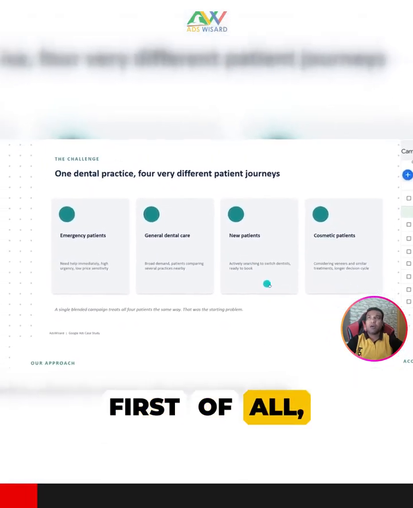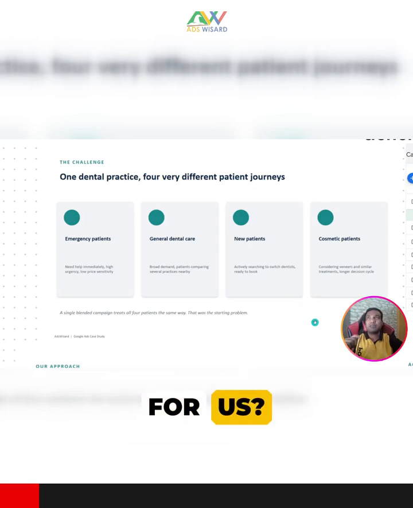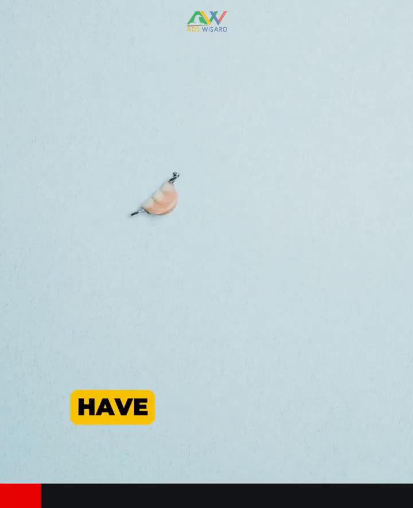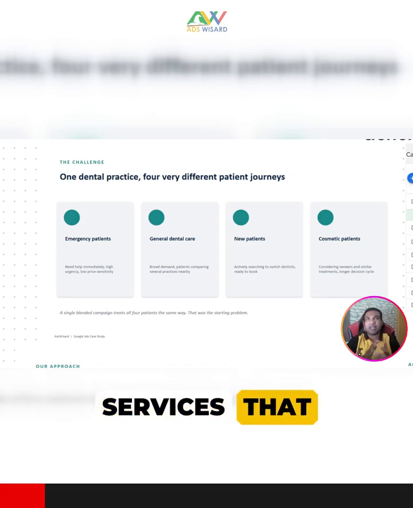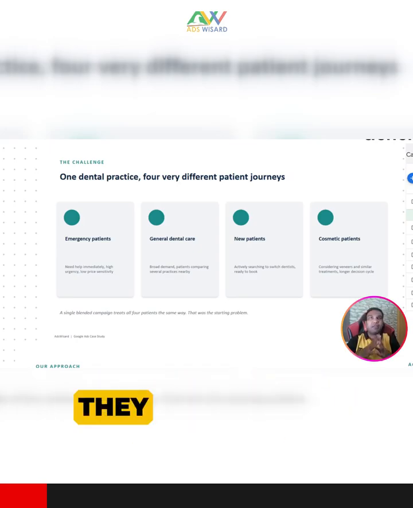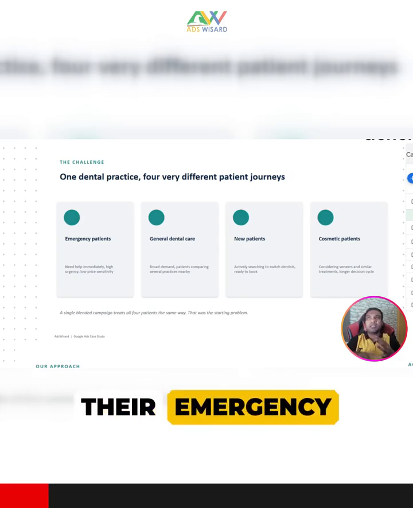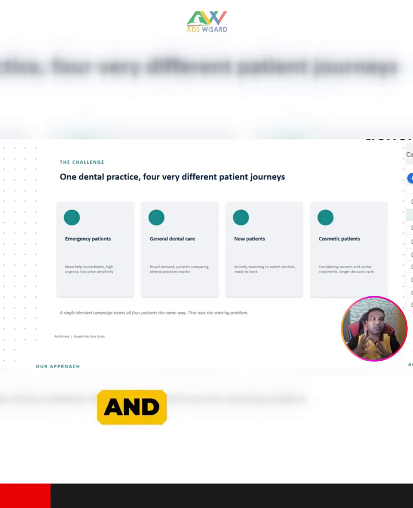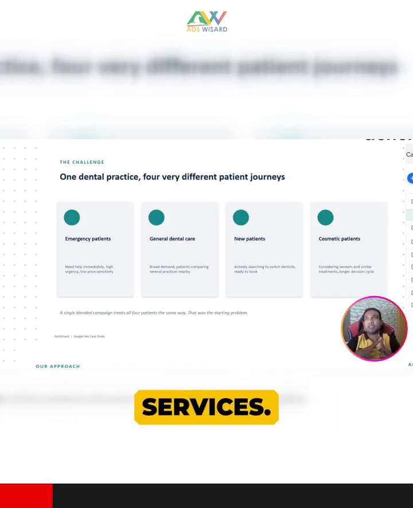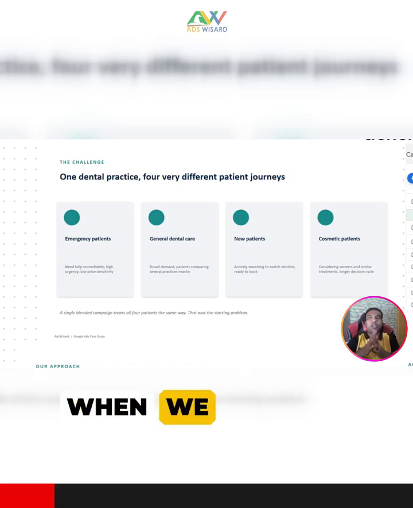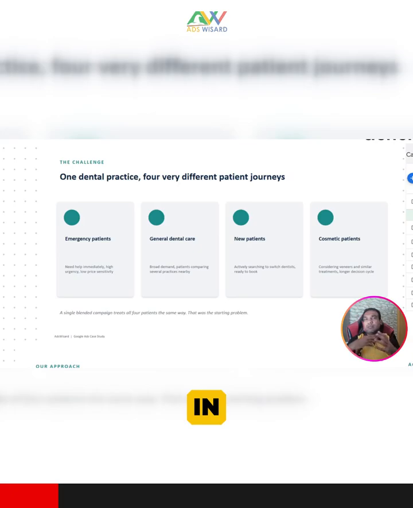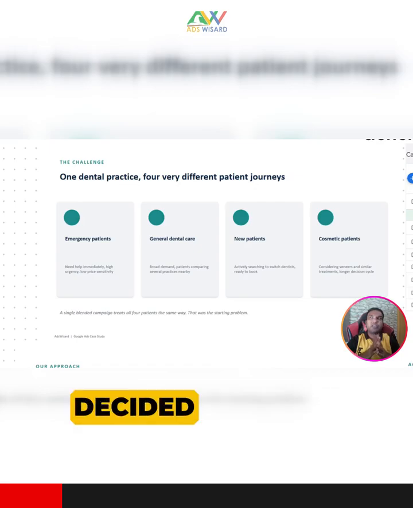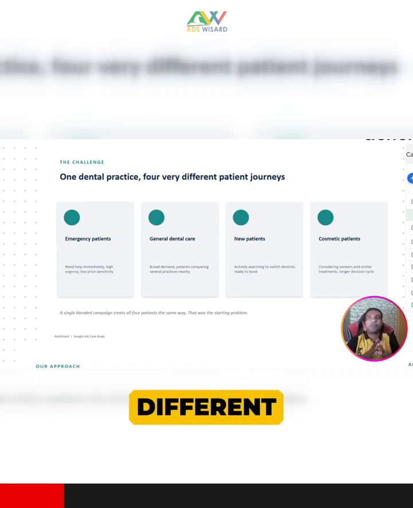So first of all, what was the key challenge for us? Basically, they have a dental practice business, but they have different services that they are offering, and they wanted to promote their emergency patient, dental care, new patient, and cosmetic patient related services. So when we created the strategy for them, we decided we will go with four different campaigns.